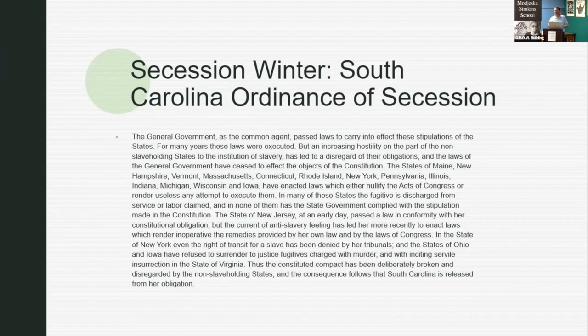In essence, they're saying, if they want to abide by the Constitution, why should we? Now I'm going to get into constitutional theory, my apologies, but this is important to understand. In the 19th century, there were two trains of thought about how the Constitution worked.